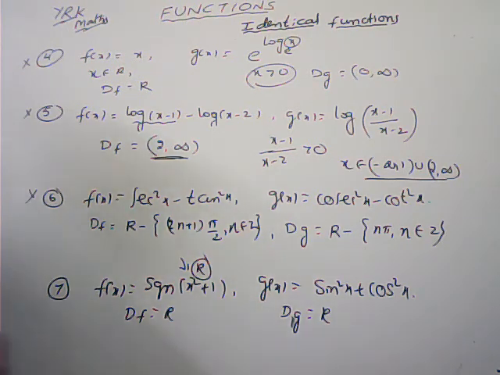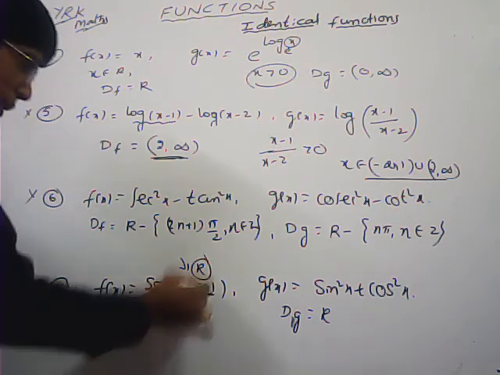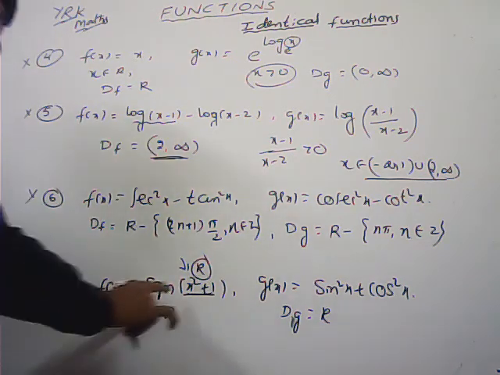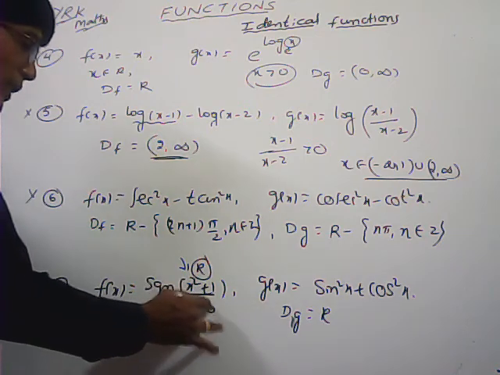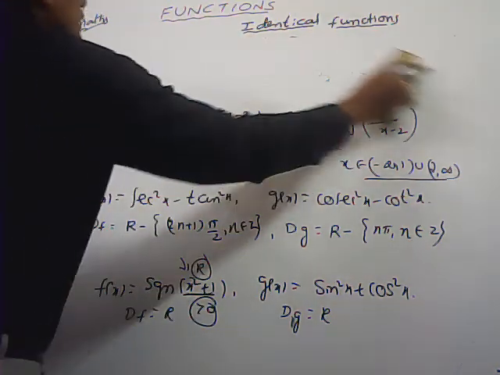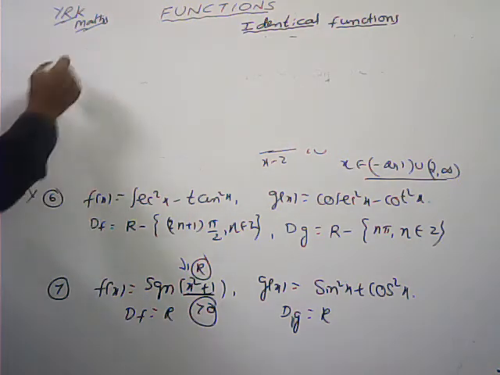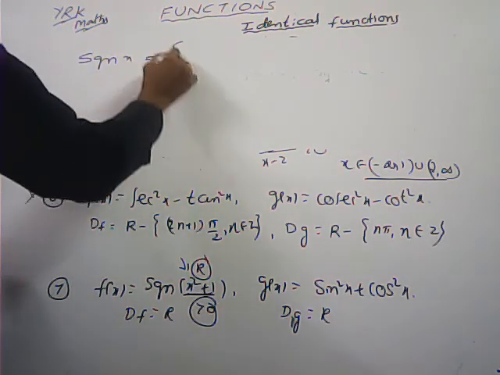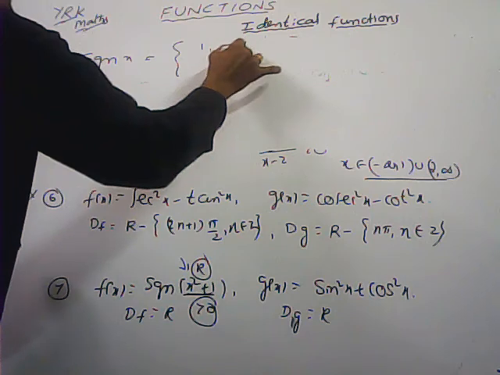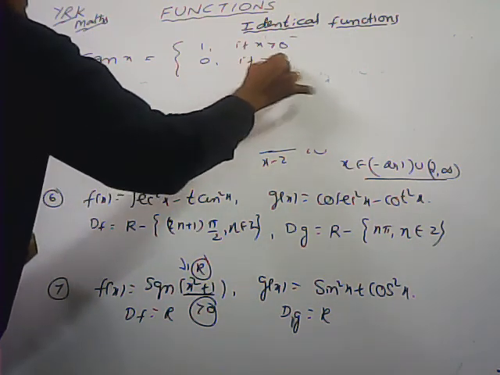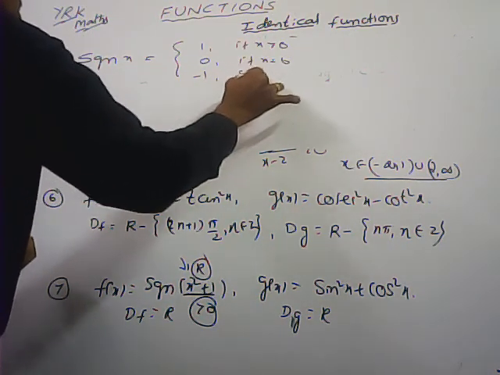But here we can see x square plus 1 is there. x square is always more than or equal to 0. By adding 1, this is always more than 0. Signum function properties are there. Signum of x is equal to 1 if x is more than 0, 0 if x is equal to 0, and minus 1 if x is less than 0.